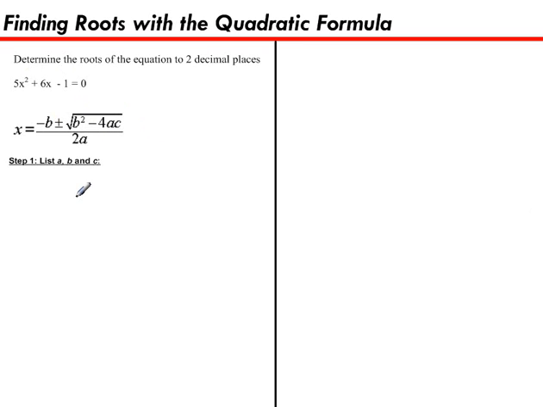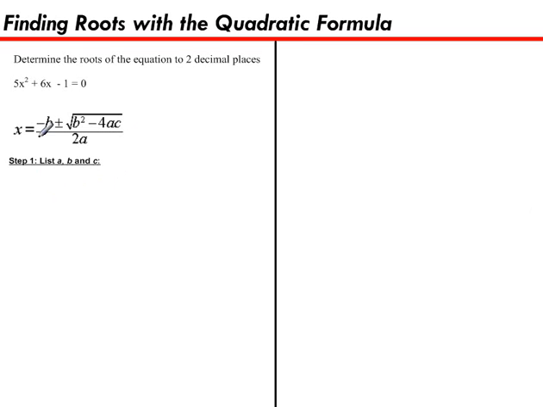Okay, in step 1, you'll notice that the formula has 3 variables to work with. There's a b, there is an a, and there's also a c. So it's a good idea before you do any work to list those 3 variables, because we're going to have to plug them into the formula later.